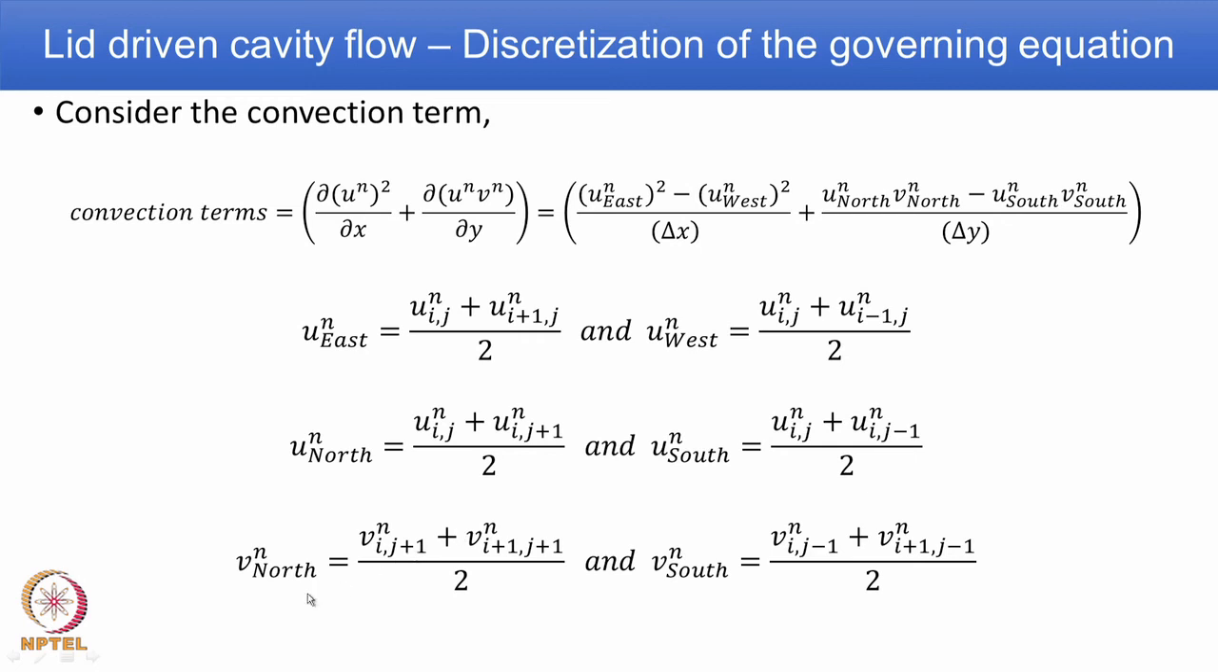And for v also we follow the same, and that is from the j direction. So, v at (i, j+1) and v at (i+1, j+1) divided by 2. Similarly, v at south: v at (i, j-1) and v at (i+1, j-1) by 2. We explained all this in detail when we did the finite volume formulation for the convection term.